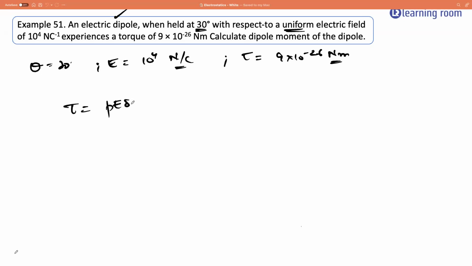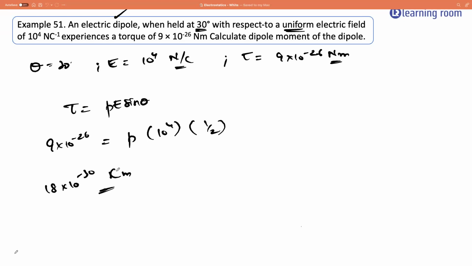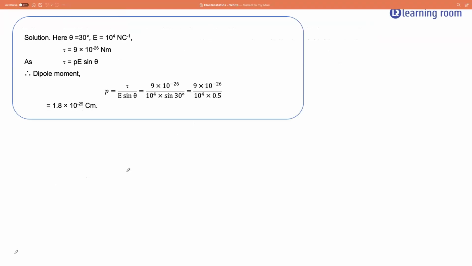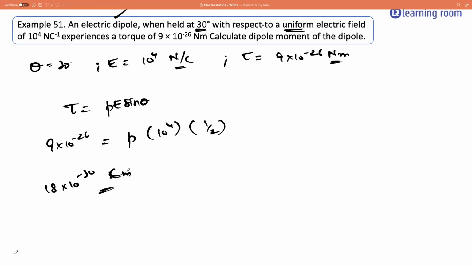Torque is equal to PE sin theta. What is the value of torque? 9 into 10 power minus 26 is equal to P, which is what we need to calculate. 18 into 10 power minus 30. And sin 30 is half. So 18 into 10 power minus 30 Coulomb meter. Right? That's it, no? So let's check if the answer is right. They wrote it as 1.8 into 10 power minus 29. So that's same. Right? Simple problem, no? Shall I proceed?